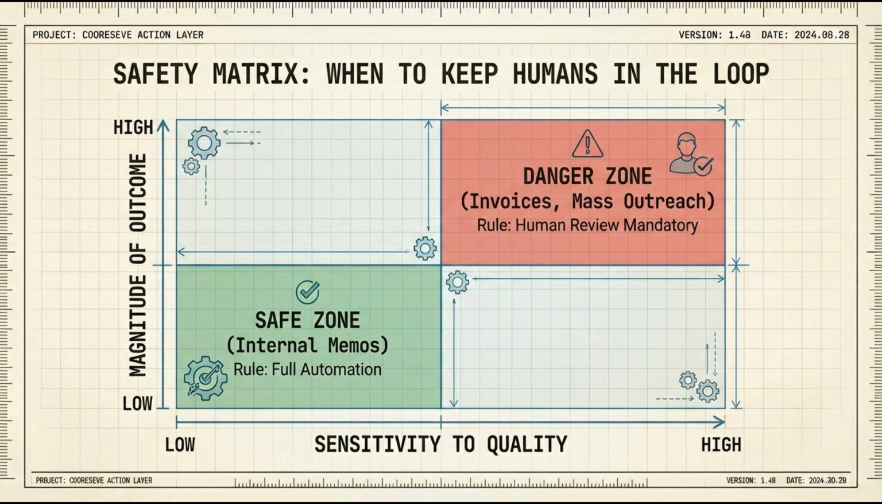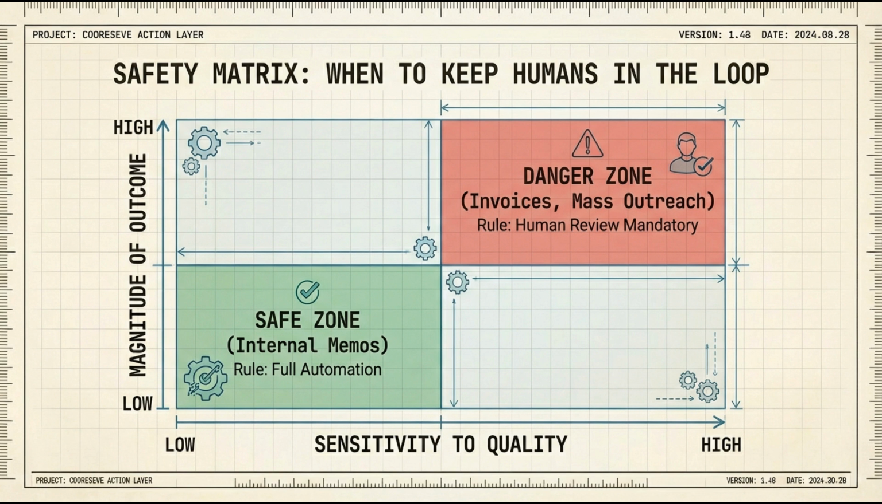But, and this is a big but, what happens if the AI hallucinates? What if it offers a price of $5 for a $5,000 job? Or it insults the client? Or sends 10,000 emails to the wrong list? This brings us to the final and maybe most important section, safety guardrails.